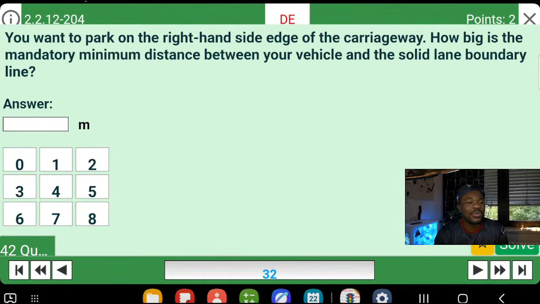You want to park on the right edge of the carriageway. How big is the mandatory minimum distance between your vehicle and the solid lane boundary? So what's the answer to this question? Let's get it. Give me the answer. Let's go. What's the answer to this question?